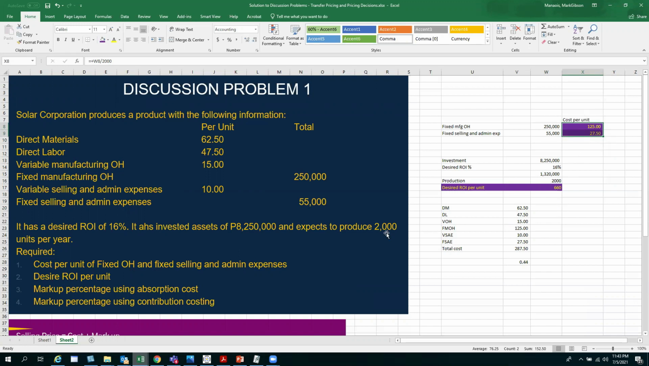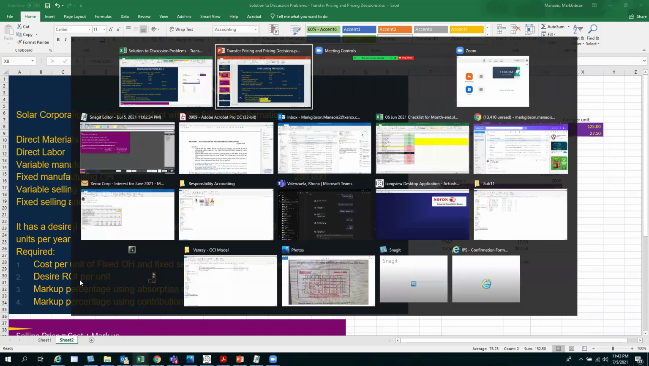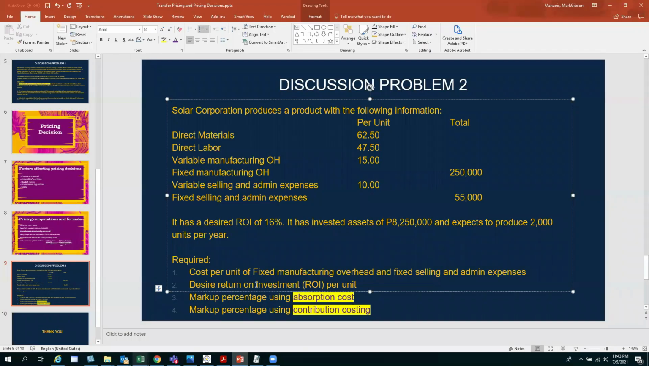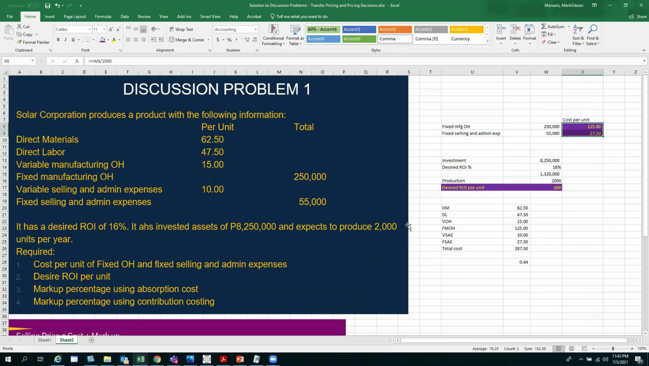Requirement number 2, your desired, hindi ko ito ma-edit. Pero edit ko siya doon sa desired return on investment. So, paano ba natin compute 'yan? You have your investment of 8,250,000. Ilang percent kaya yung ROI? Yung desired ROI natin, that's 16%. So, therefore, your desired ROI is 1,320,000.